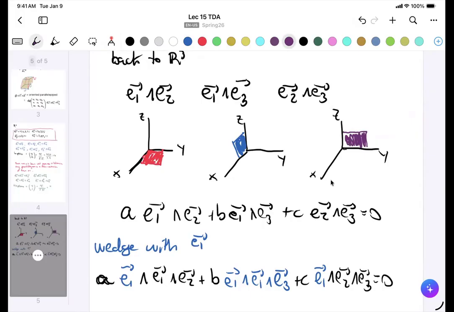So, just based on how they're positioned in space, you would want to say that they're linearly independent in some way, right?